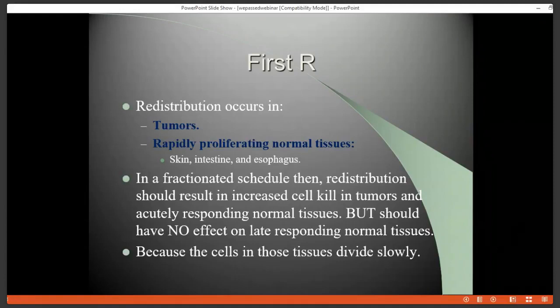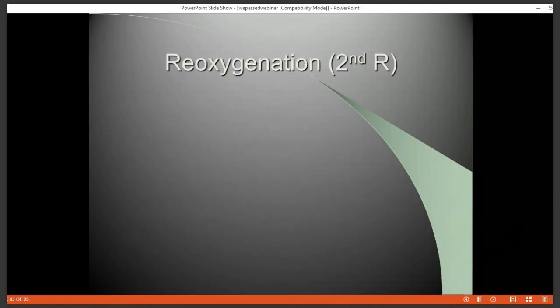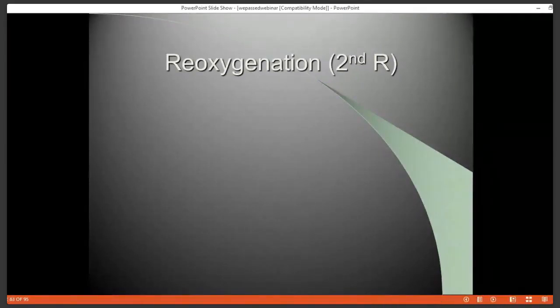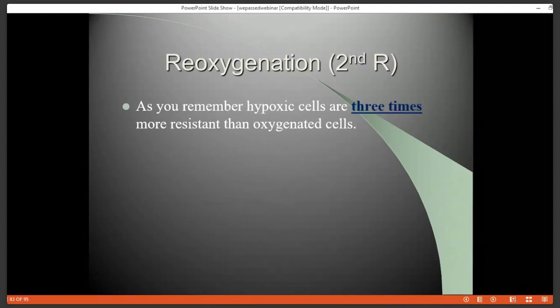The second R for us is reoxygenation. And this one really becomes the most important of the Rs as far as tumor control goes. Hypoxic cells have almost 3 times more resistance than their oxygenated counterparts that are closest to the vessel.